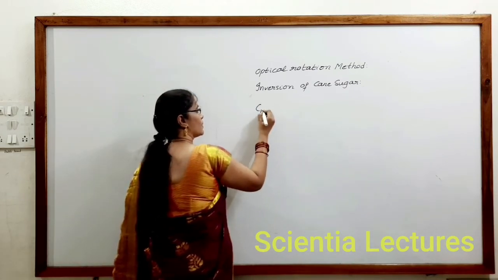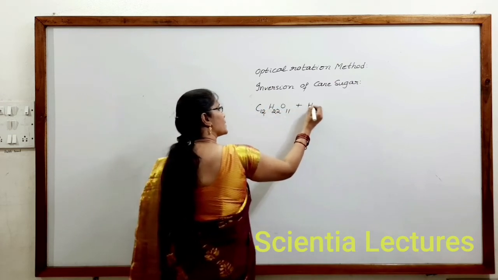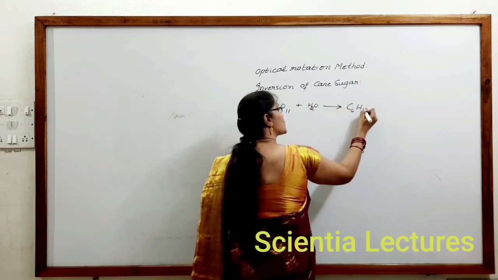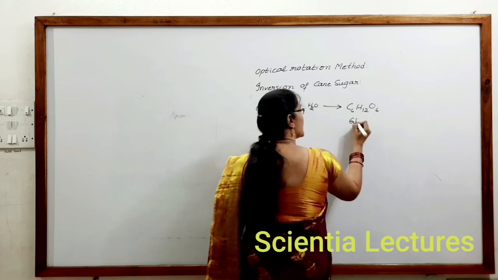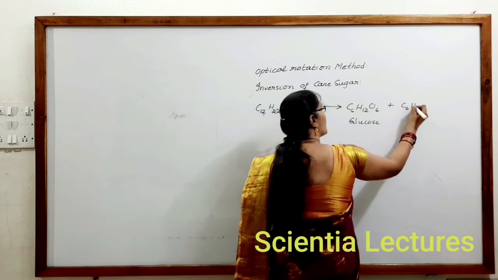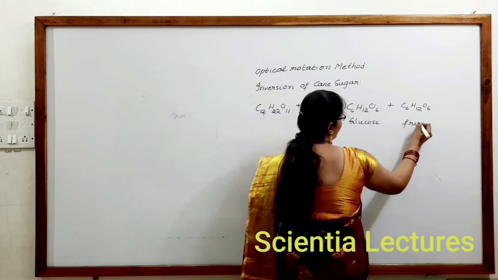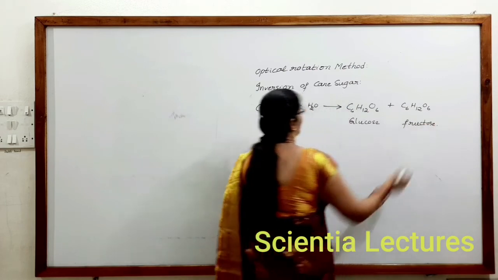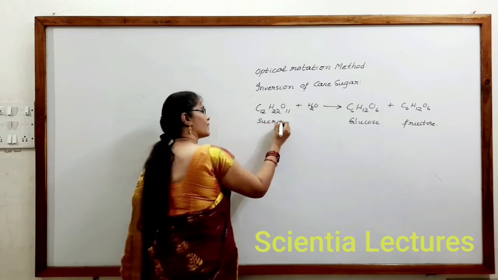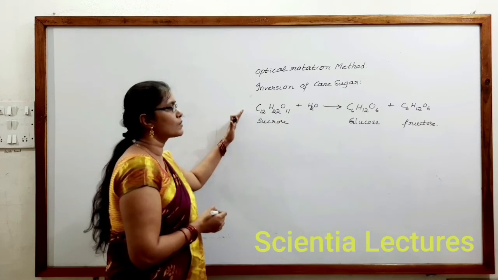C12H22O11 plus H2O gives rise to C6H12O6, which is called glucose, and fructose. Glucose and fructose have the same formula, but they are functional isomers. This is an aldehyde, that is a ketone. This is sucrose, which is considered cane sugar. When we hydrolyze this, it gets converted into glucose and fructose.